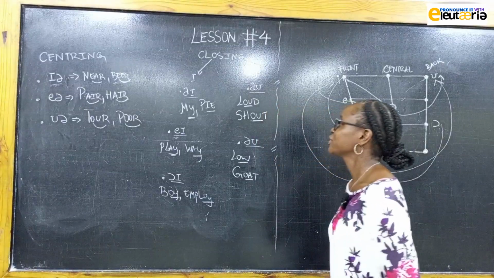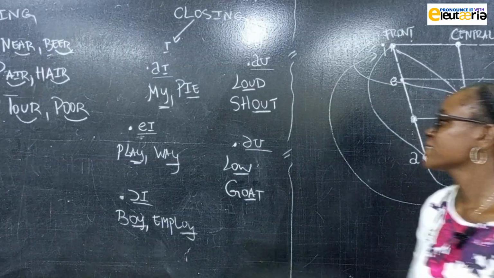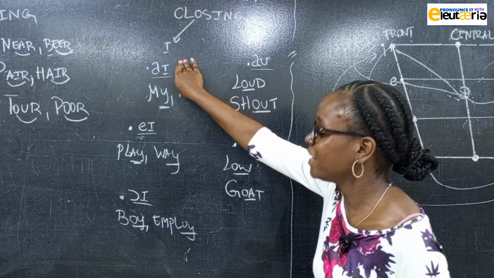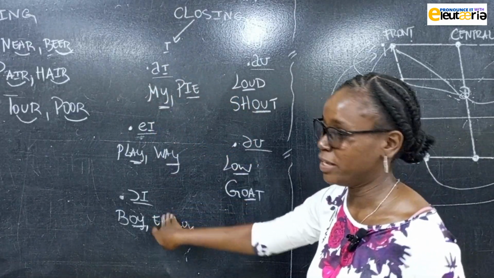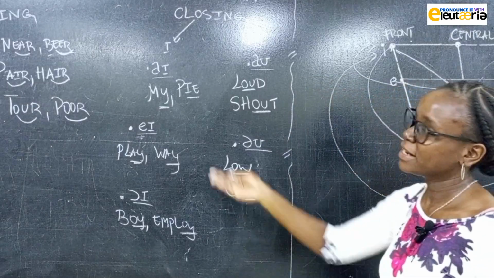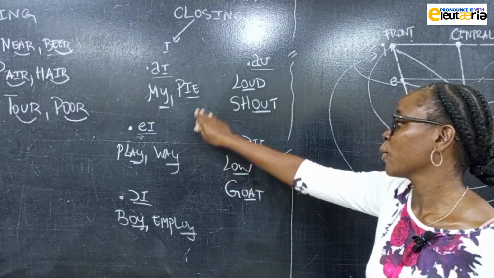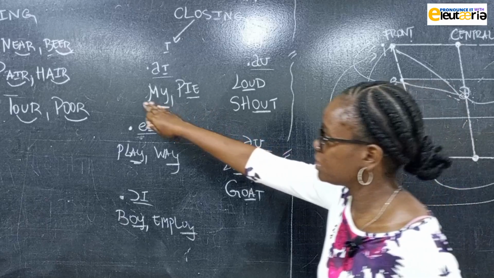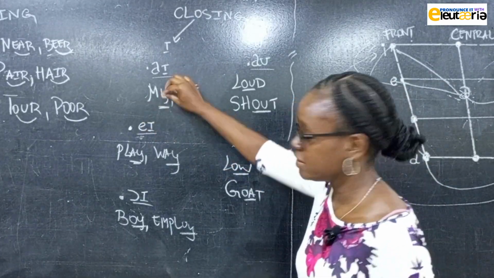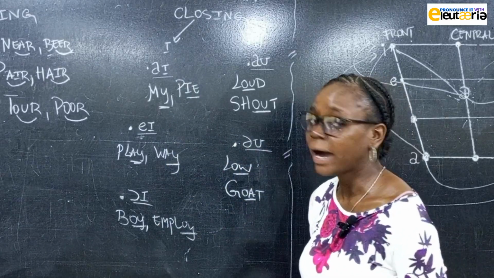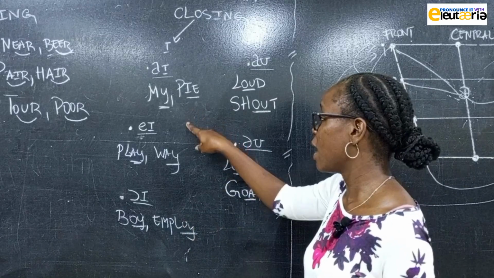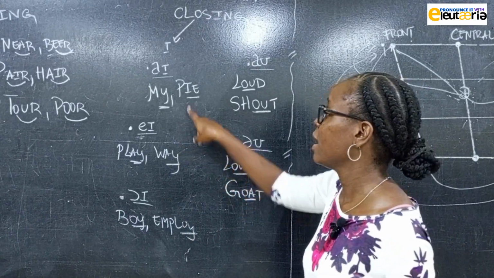Let's now move to the closing diphthongs. Starting with those ending with e, we find ai, ei, and oi. Ai we find in words like my or pie. You see, right after the consonant ma, the y here represents the sound ai. And in this word here, right after the consonant pa, we find the sound ai as well.